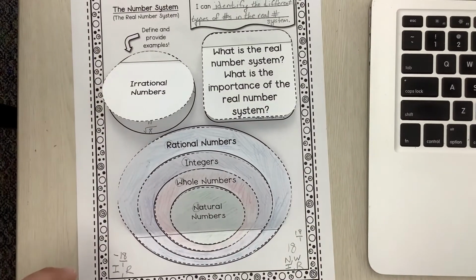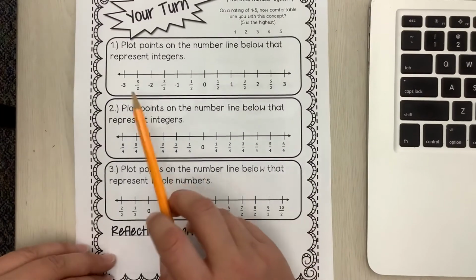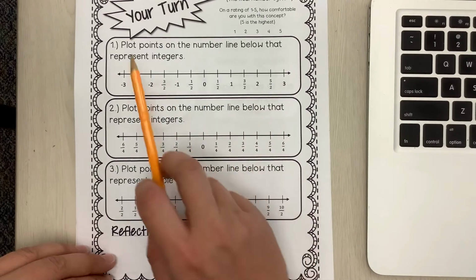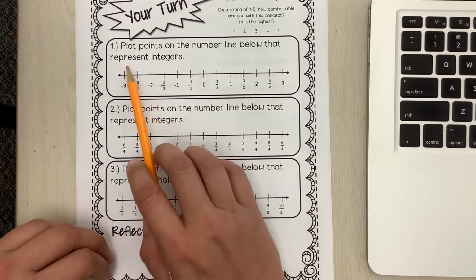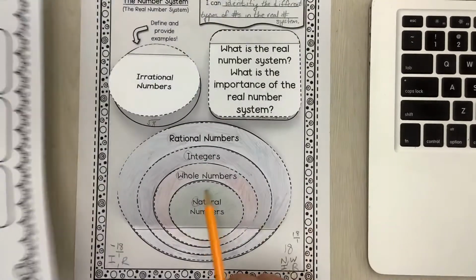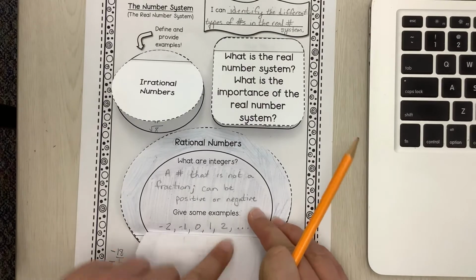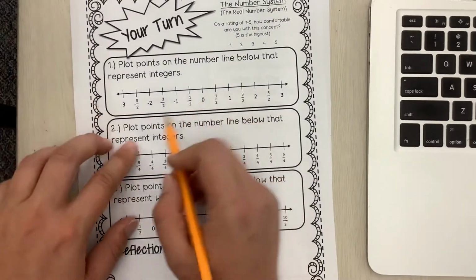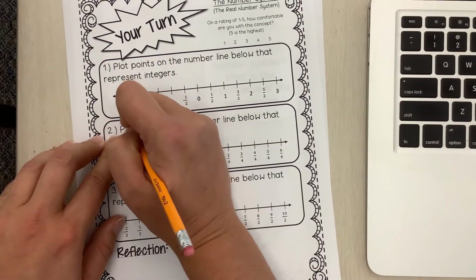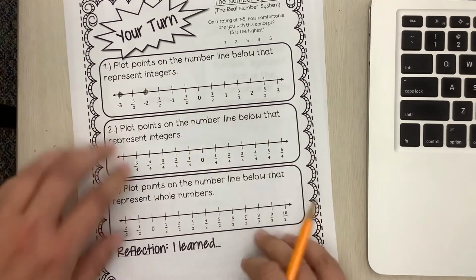So what you're going to do on your practice is they're going to give you 3 number lines, and you're going to put a dot anywhere where it tells you to put a dot. So plot points on the number line below that represent integers. So you would go to integers and say, okay, what are integers? They can be the negatives or the positives, and it includes 0. So let's see. Oh, -3, -2, and then I'm going to keep on going until I can't anymore.